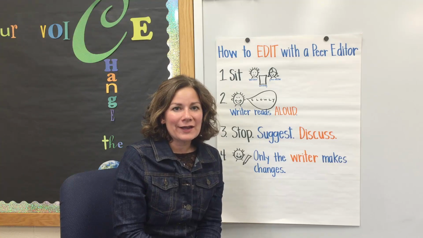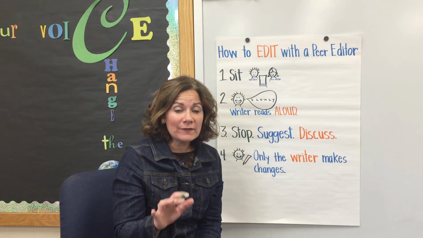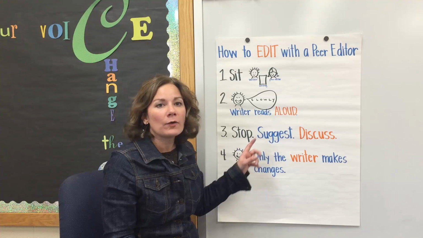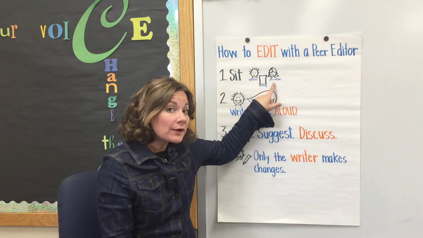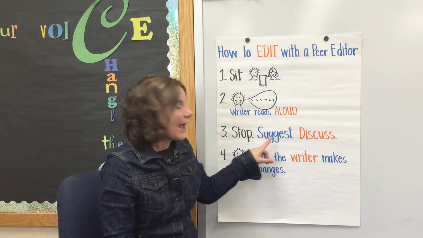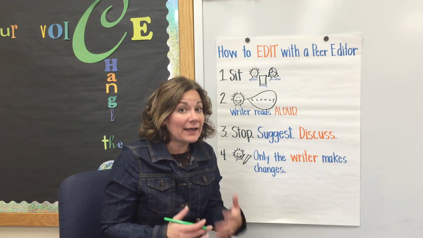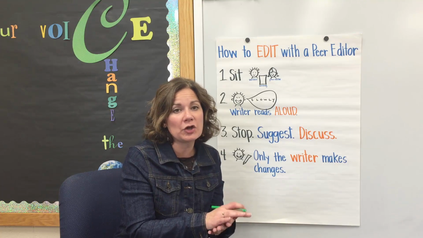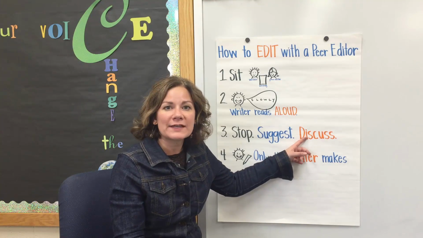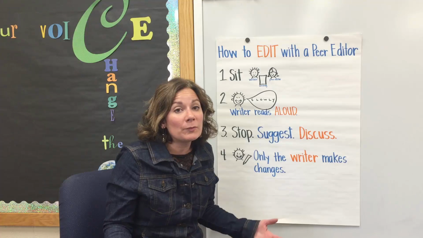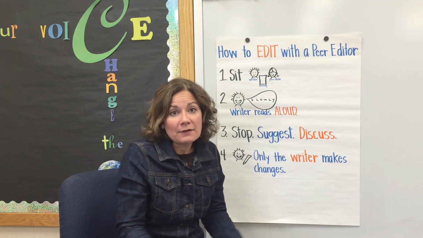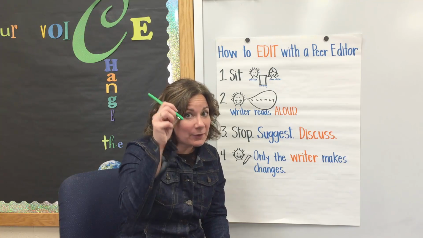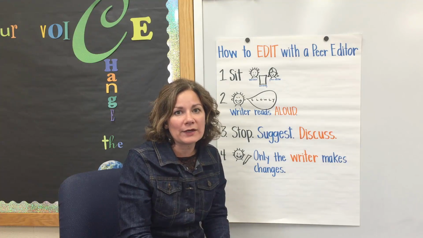Now, as the writer is reading aloud, when you see something that doesn't look conventional, we're going to stop. Now, the writer might notice something or the peer editor. Either way, we're going to stop and then suggest what you think might need to be changed. For instance, I think that a question mark should go right here. And then have a conversation. Now, anytime two people have different ideas, you have to have a conversation. Ultimately, though, it is the writer's decision, the person with the pen, to decide whether they're going to change it.